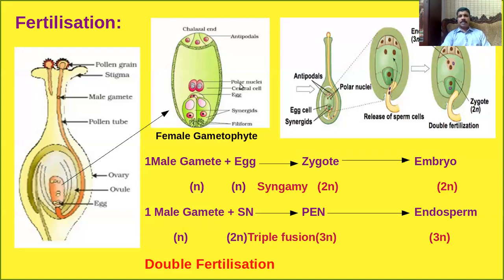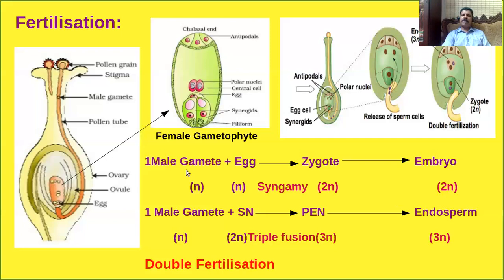This is the central cell. Dear students, the central cell is also called the secondary nucleus. That's why I have represented it as SN. So, one male gamete fuses with the secondary nucleus to form a structure called the primary endosperm nucleus. This primary endosperm nucleus later develops into endosperm. This endosperm and embryo together form the seed.